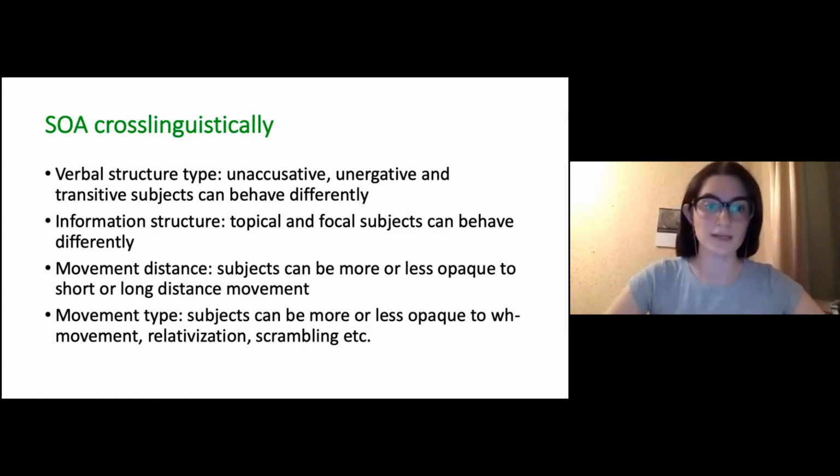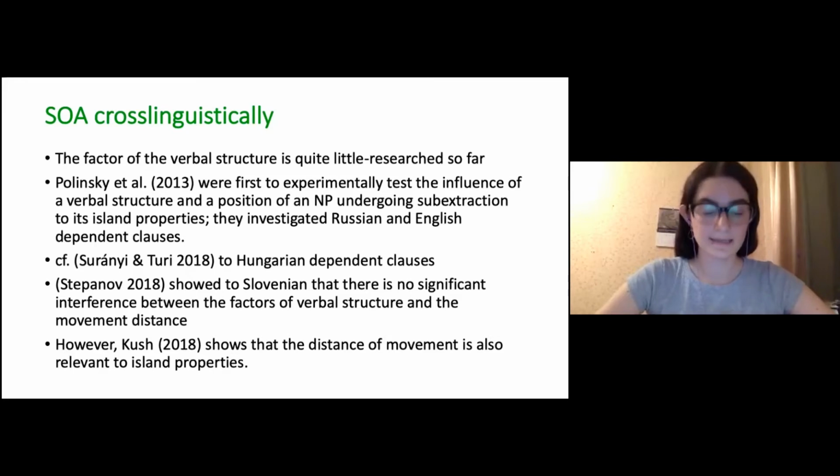The factor of the verbal structure is interesting because different types of verbal structure are modeled to have different subject deriving positions. So the freezing approach can predict that they will behave differently. Polinsky et al. were the first to experimentally test the influence of a verbal structure and the position of a subject or object NP on its island properties. They investigated Russian and English dependent clauses.